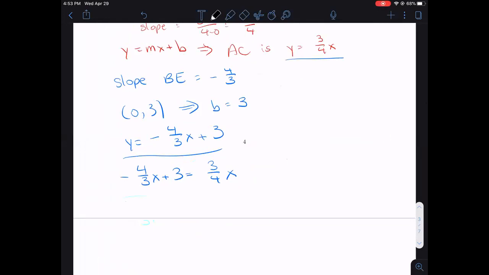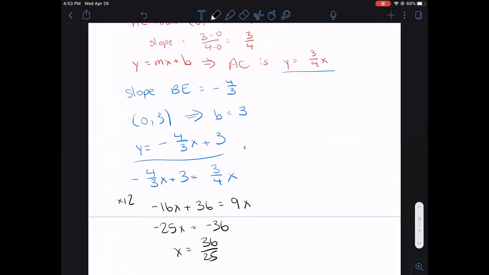Okay, so we multiply both sides by 12. So we get negative 16x plus 36 equals 9x. So negative 25x is negative 36. And we can plug this into here. So y equals 3/4 times 36 over 25. So this is 27 over 25.